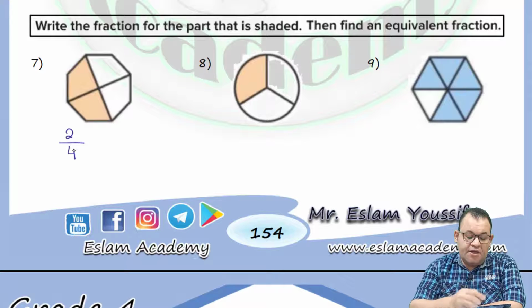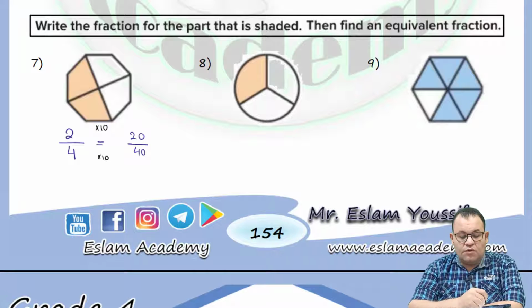Now we need to find an equivalent fraction. We said to find an equivalent fraction, all we have to do is just multiply the numerator and denominator by any number. But the only thing is that we need to multiply the numerator and denominator by the same number. So I can multiply the numerator and denominator, for example, by 10. So 2 times 10 will equal 20. And 4 times 10 will equal 40. So 2 over 4 will be equal to 20 over 40.